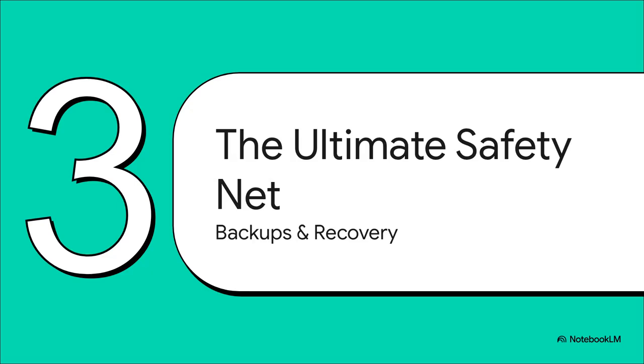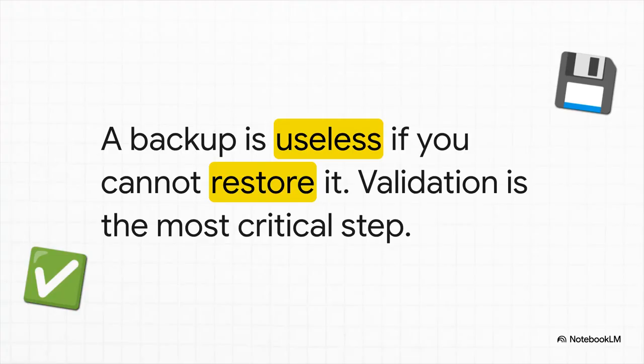But look, no matter how proactive you are, sometimes things just go wrong, horribly wrong. And that is where the ultimate safety net comes in. Backups, recovery, and preparing for disaster. This is the part of the job that makes sure the business can actually survive a catastrophe. And let me be absolutely crystal clear on this one. This is the golden rule. A backup that you can't restore is completely 100% useless.